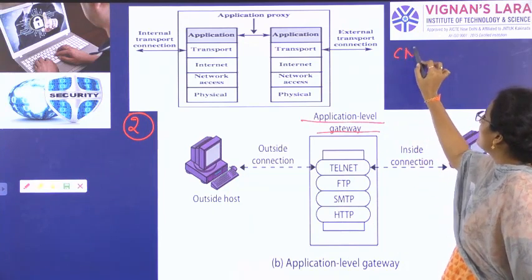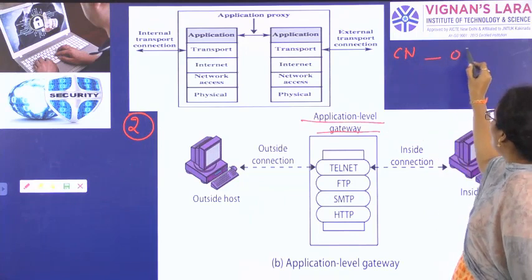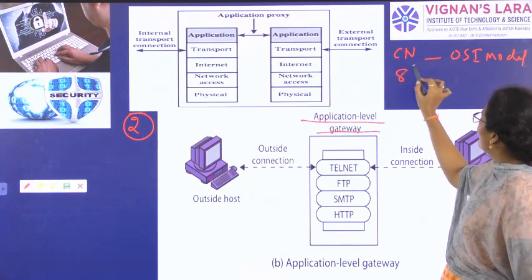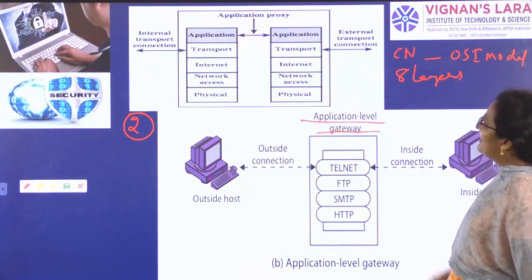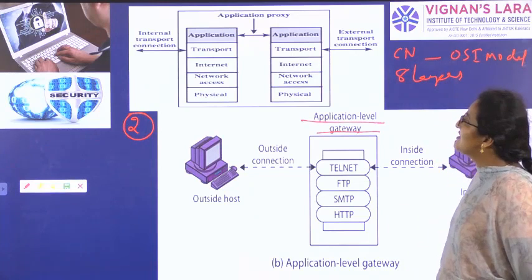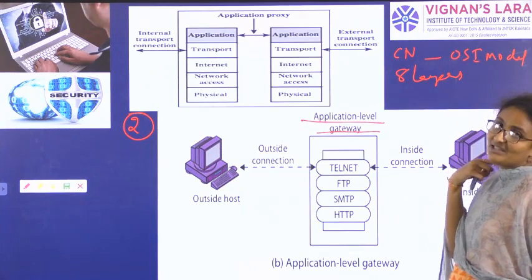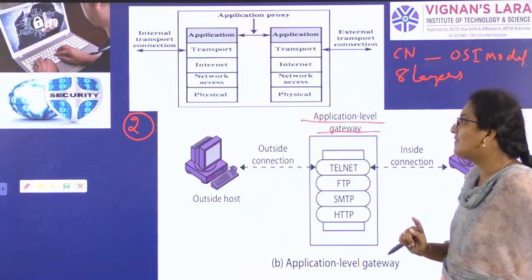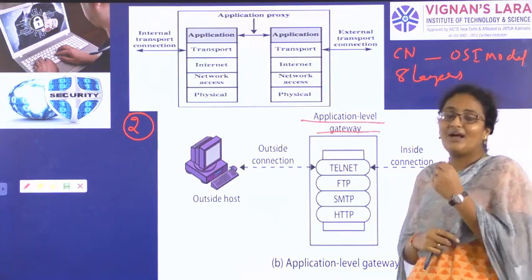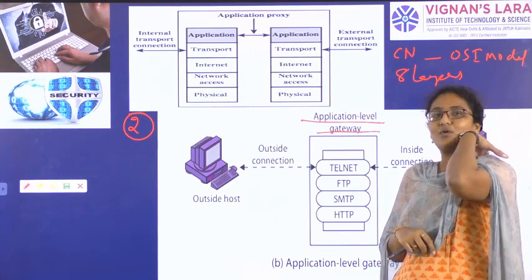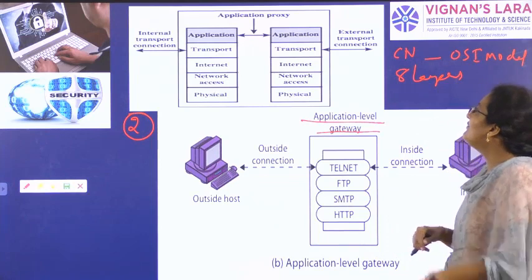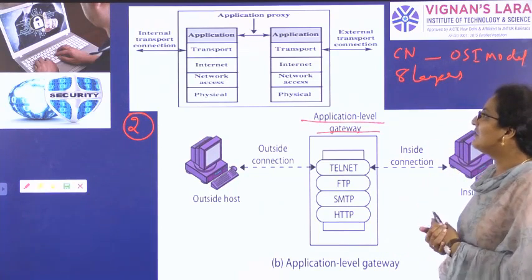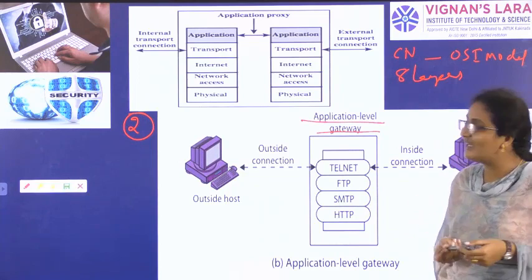So you know the computer network subject, you know the OSI model, you know the layers also. Application layer, session layer, presentation layer, transport layer, network layer, data link layer, physical layer. In the first type of firewall, we have seen the data transfer in transport layer or network layer. Now we are talking about transfer of data between two networks using the application layer.